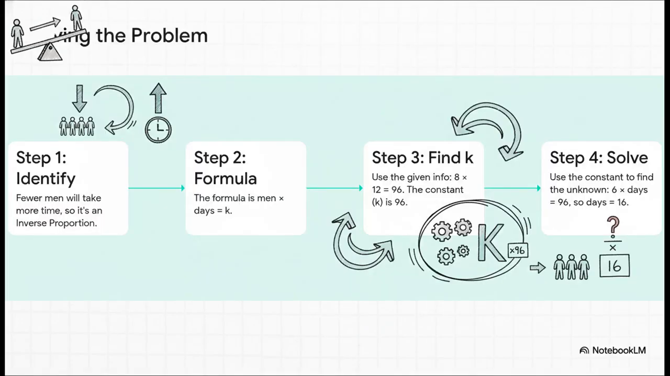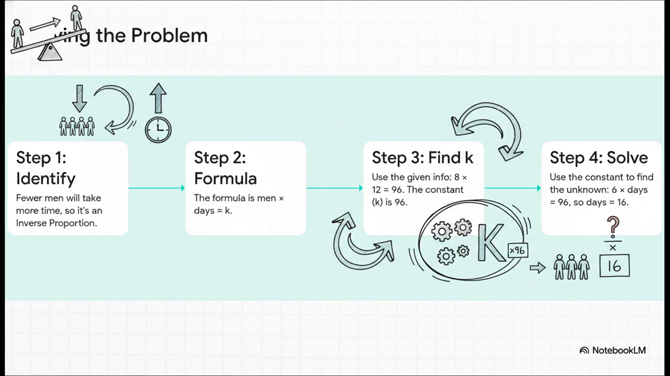Step 1. Identify the relationship. If you have fewer men working, the job should take more time, right? One quantity goes down, the other goes up. Ding, ding, ding, that's an inverse proportion. Step 2. Write down the correct formula, which is men multiplied by days equals our constant K.